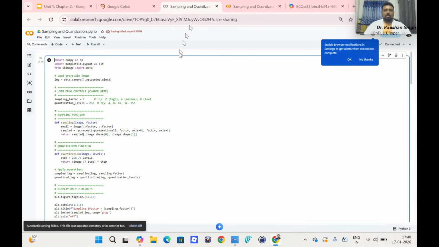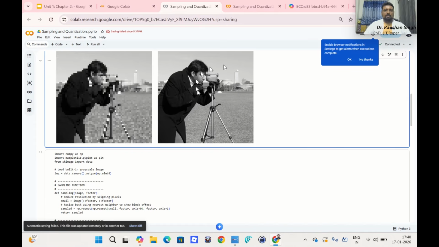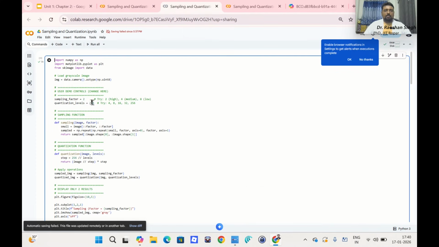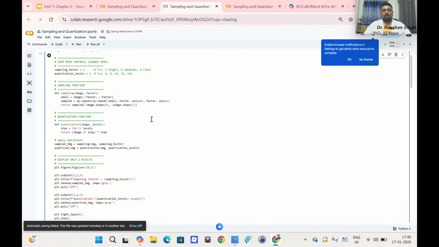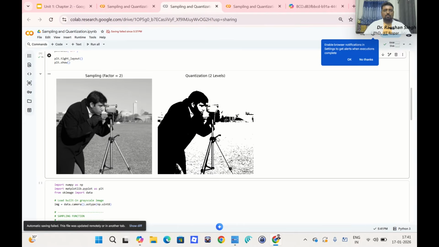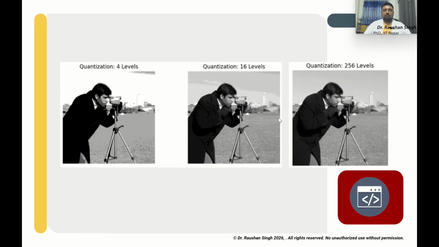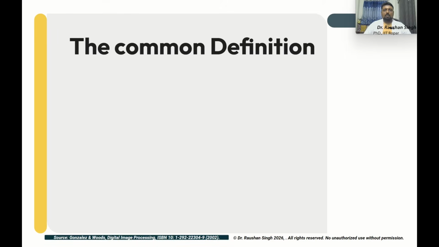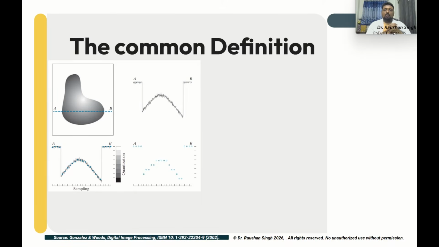So you remember the code which we were running, in this there is a quantization level also. This image is actually 256 quantization levels. This time we'll try to change this 256 to only 2, and we'll try to run this. So two quantization levels means what? Only white or black you have to represent. So you can say that quantization level 2 is actually a black and white image. So these are different quantization levels. So what did you understand from sampling and quantization?